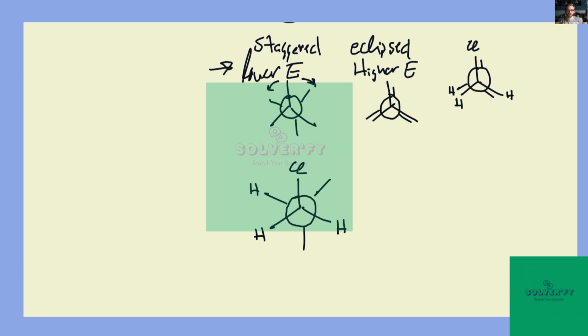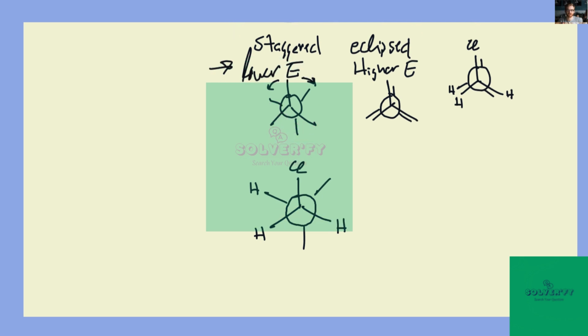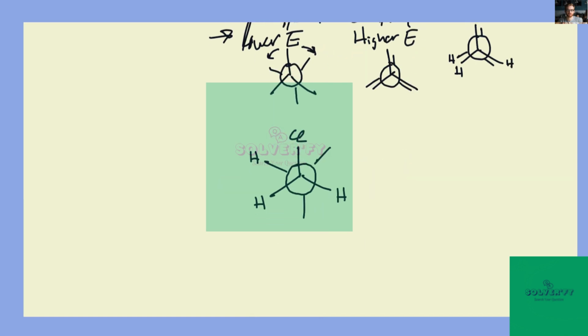And to prove it, we know it's staggered because it's one of the low energy ones, and we know if we move it to the left, chlorine would overlap with hydrogen. And we know if we move it to the right, chlorine would overlap with the methyl. There we are.